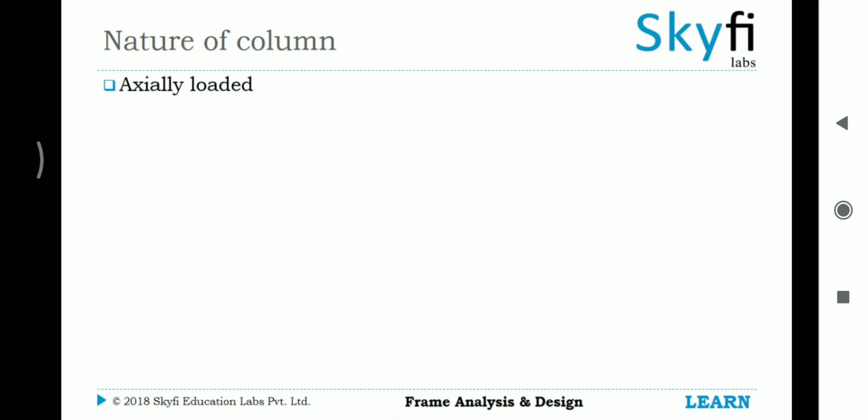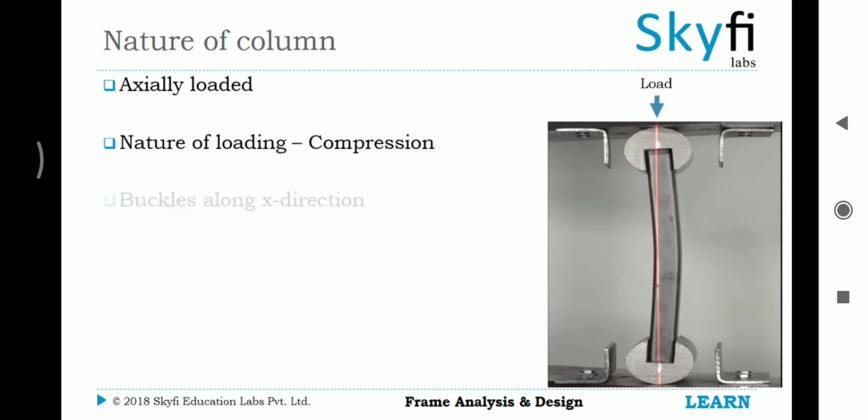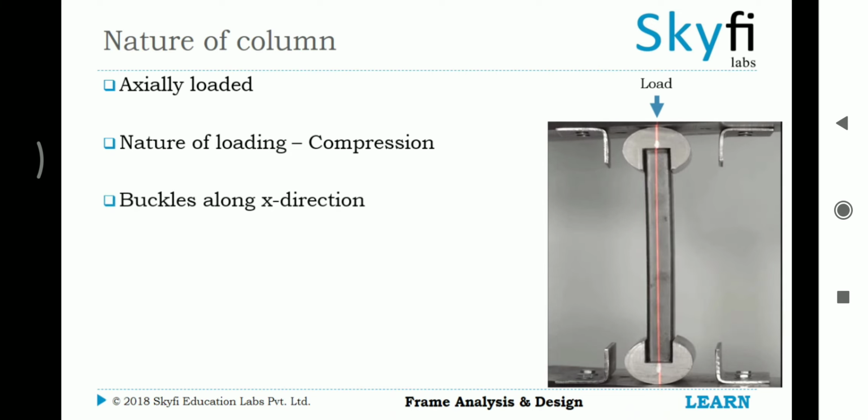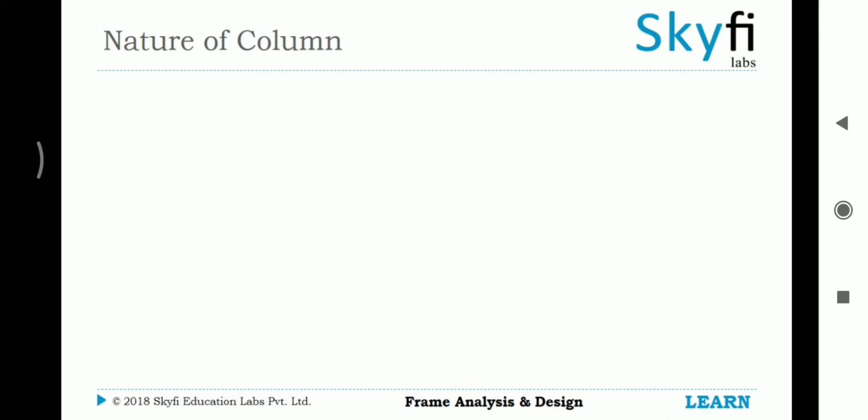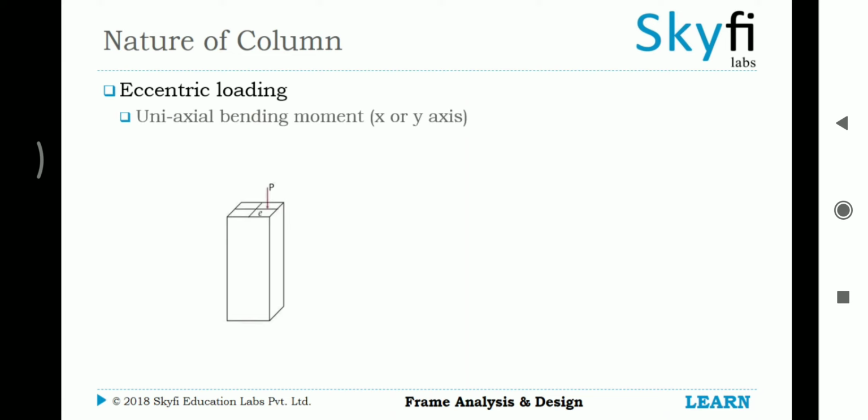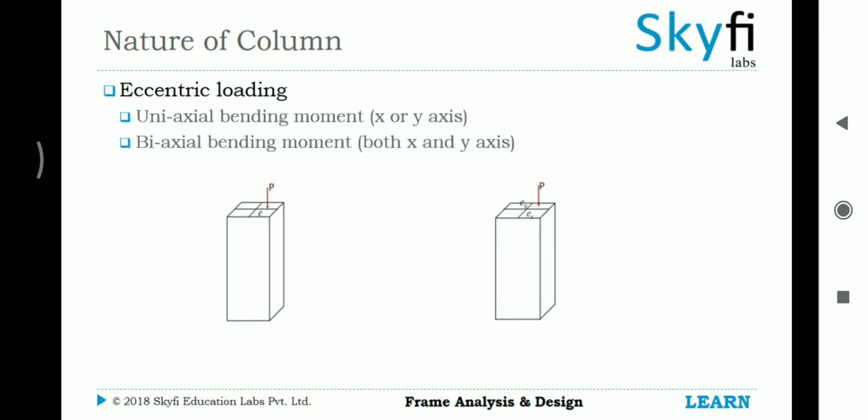Columns are axially loaded, with compression as a nature of loading. Due to loading, the column buckles along X direction, as displayed. If the loading in the column is eccentric, due to varied span of beams connected to the column, then there would be additional moment acting on the column, which is uniaxial bending moment, that occurs when the load is eccentric in either X or Y direction, with respect to the axial point. Or, biaxial bending moment, which is generated when the load is eccentric, in both X and Y directions, with respect to the axial point.